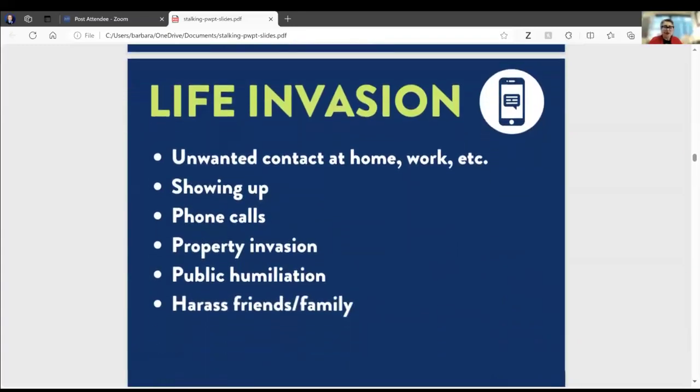When we talk about life invasion, we're talking about unwanted contact at home, work, etc. The key word in this PowerPoint for this slide is unwanted. As Vanessa said, you cannot have a continuing conversation with the stalker or the person you believe is stalking you if you're engaging with them freely and voluntarily. You have to be able to say, stop, I don't want you to contact me anymore.